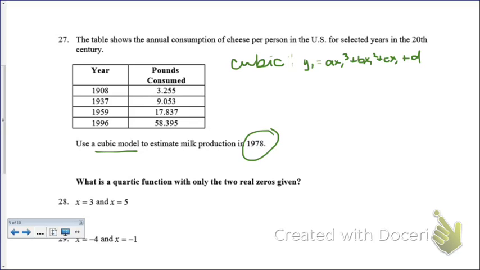And then you're going to locate where the x-coordinate is 1978, and you want to find that corresponding y value. You can also substitute 1978 in for x. It's just going to take a little bit more work, but they'll both give you the same answer.